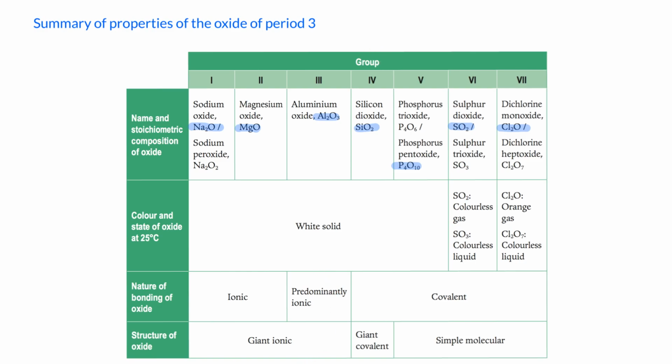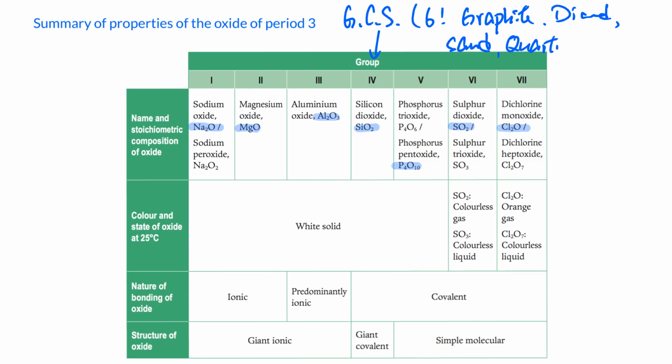Silicon dioxide, if you remember, has a GCS structure. GCS structures, so far you have learned 6 of them. We have graphite, diamond, sand, quartz, silicon dioxide. This is what you learned in chapter 9, and the last one that you learned in a previous chapter is boron. So silicon dioxide has a giant covalent structure. And for the rest of them, phosphorus pentoxide, sulfur dioxide, and dichlorine monoxide, they have covalent bond and simple molecular structures.